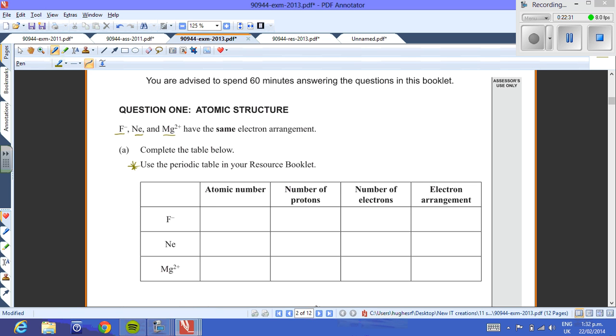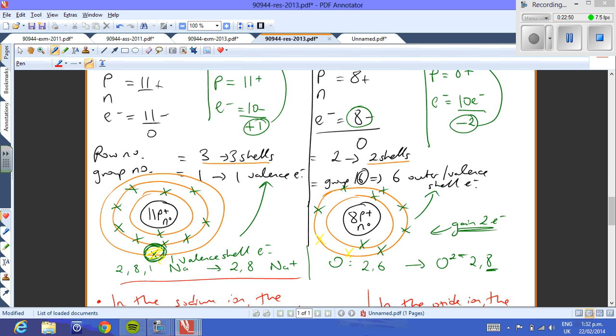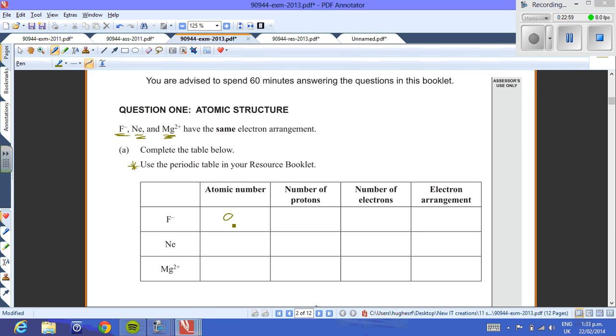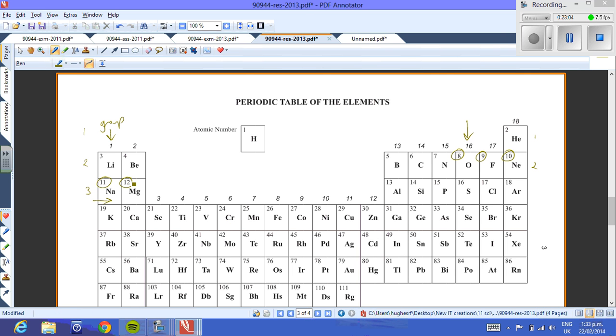In 2013, you're given a question involving fluoride, neon, and magnesium ions, and they have the same electron arrangement. So let's just take a look at that. The atomic number needs to be looked up for each of them. The atomic number for fluorine, I need the resource sheet here, is 9, and neon is 10. So let's just get these down on paper. So fluorine 9, neon 10, and magnesium, the atomic number is 12.